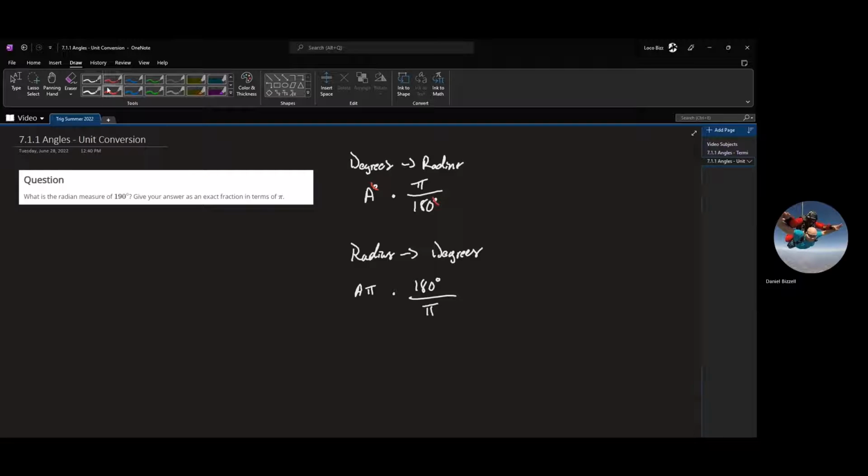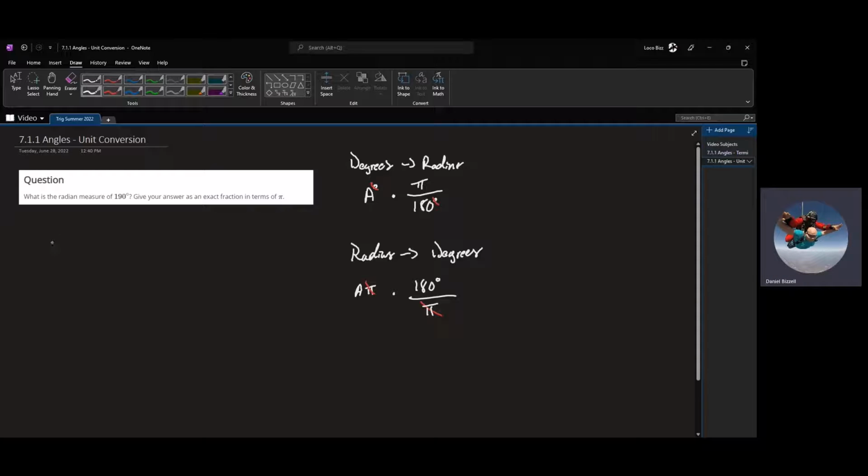cancel out. And then notice when we're going from radians to degrees, we're multiplying by 180 over pi. So our pi's will cancel out. And this is just a good way to remember how to go from degrees to radians or radians to degrees. You need to put whatever in the denominator would allow you to cancel out the unit.